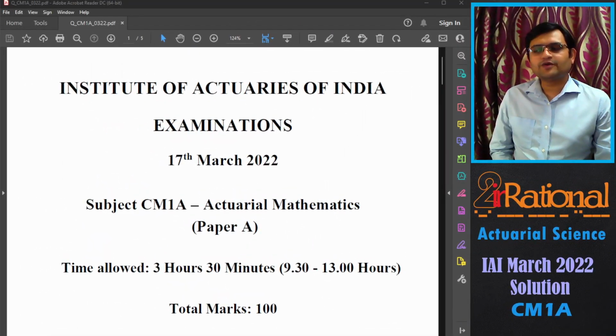So overall the paper was very straightforward, although I would have liked a little bit less number of theory questions, but I think they tried to make the questions easier for us to type. So we had a lot of MCQ style questions here. Overall, the paper was easy and could be easily solved in 3 hours and 30 minutes.